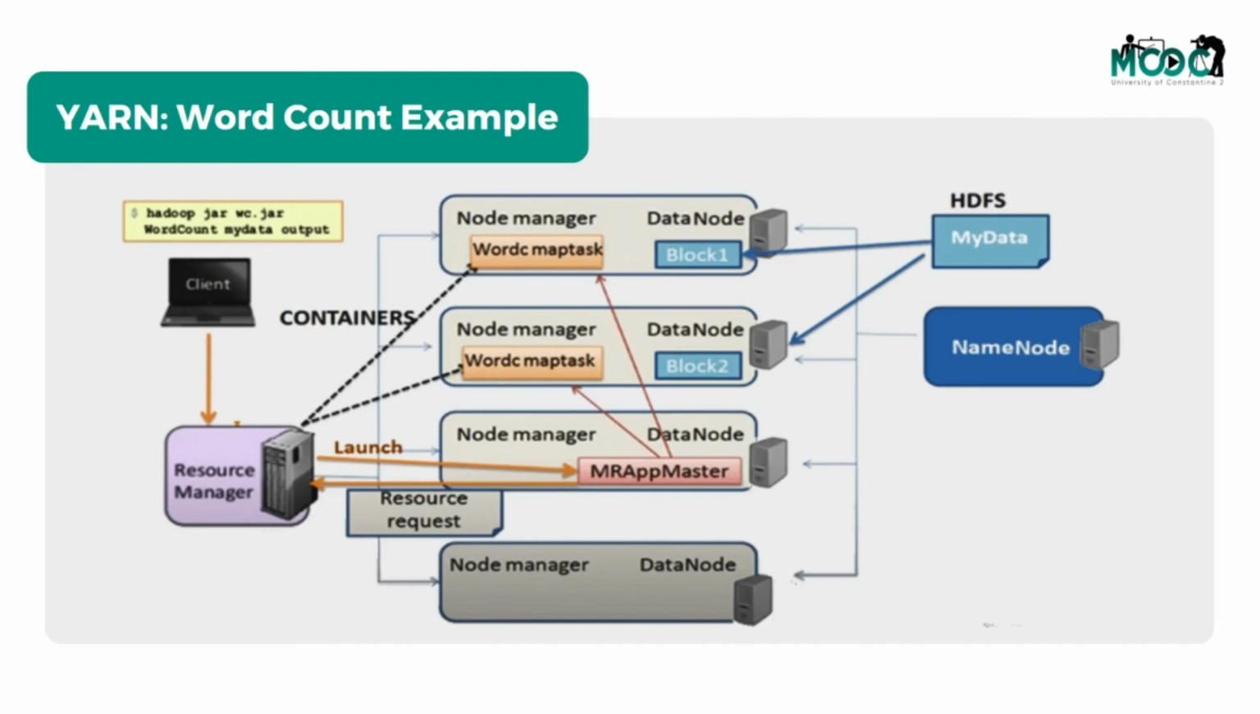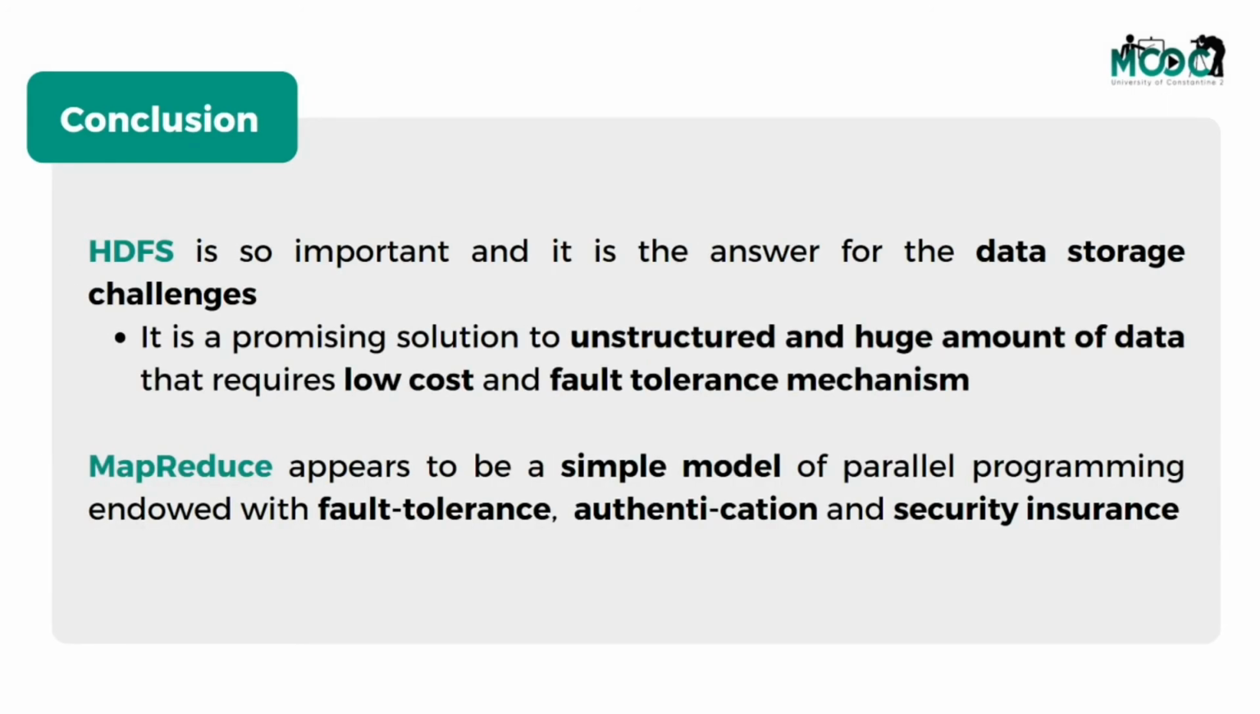Now we have come to the end of this course. We have seen throughout this presentation the importance of HDFS and how it was the answer for the data storage challenges. In fact, it is a promising solution with a low cost and fault tolerance mechanism for unstructured and huge amounts of data. Furthermore, MapReduce appeared to be a simple model for parallel programming, endowed with fault tolerance.